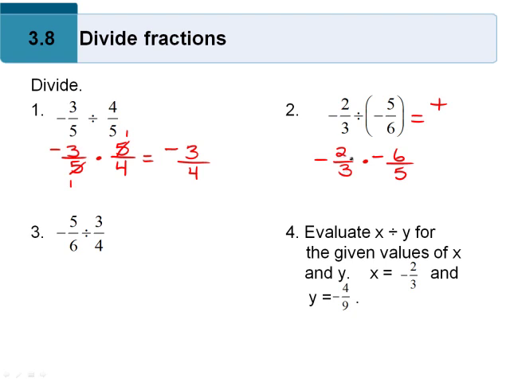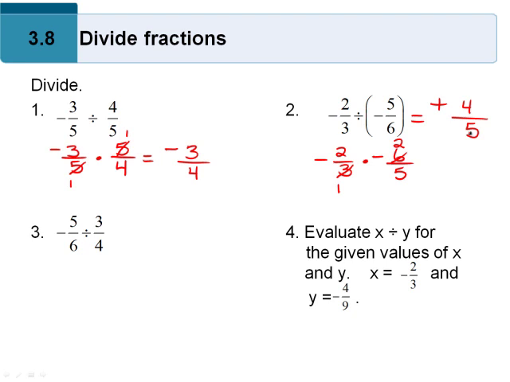So now 2 and 5, no common factor there, just 1. But 3 and 6 I can divide by 3. 3 divided by 3 leaves 1, and 6 divided by 3 leaves 2. So on the top I have 2 times 2 would be 4, and on the bottom 1 times 5 would be 5. So we get 4/5.